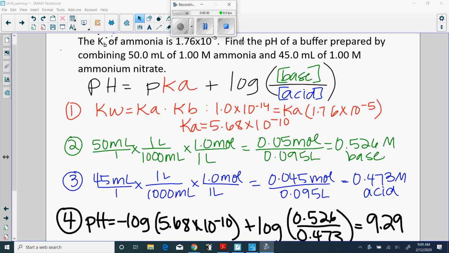So the pH equals the pKa. I didn't even have a Ka, you have to solve for that. Plus the log of the concentration of the base. I didn't have that because it's new, I'm adding water to it. You have to solve for that over the concentration of the acid. I didn't have that either. So you have to solve for everything before you can actually plug it into the buffer equation.